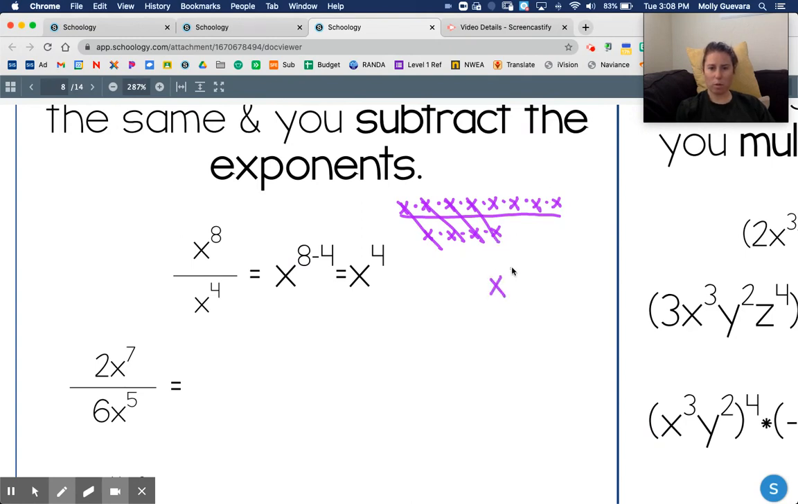Well, I have 4, so I have x to the 4th. And then I say, is it on the top of the fraction or the bottom of the fraction? And I say it's on the top of the fraction, so it's really like x to the 4th over 1, which is x to the 4th. So that's why we subtract, okay? And so sometimes I like to use that just quick mental math of how many are left, where is it located?